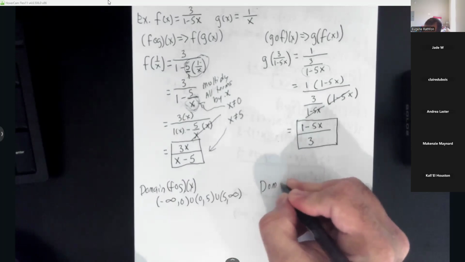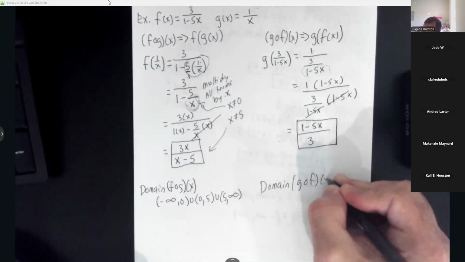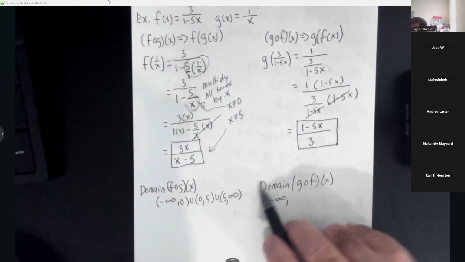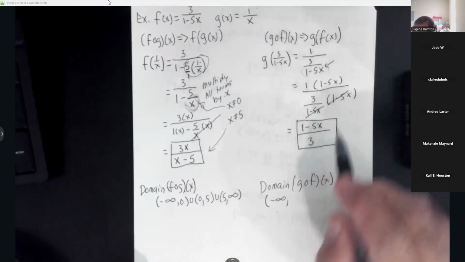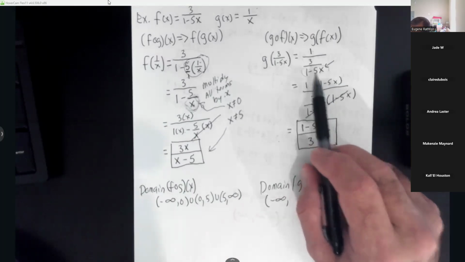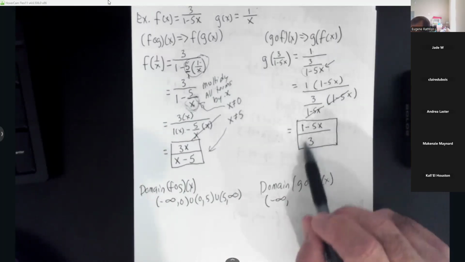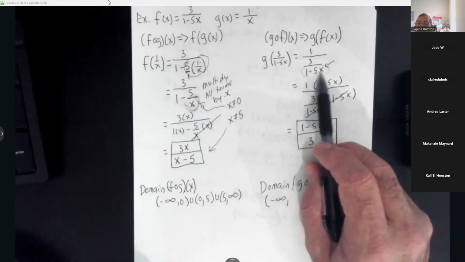Over here, we're going to do the domain of our g composed f of x. It'll start at negative infinity. I'm worried about this place right here because I have a variable in my denominator. As I look through, I'm not worried about this one because it only has a number in the bottom. So the only place we're worried about is right here, the 1 minus 5x.